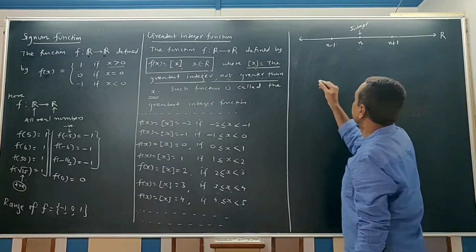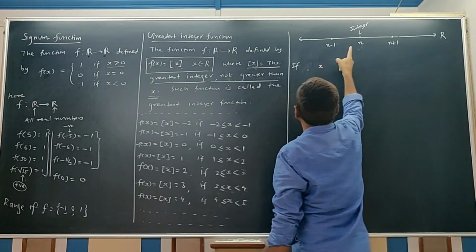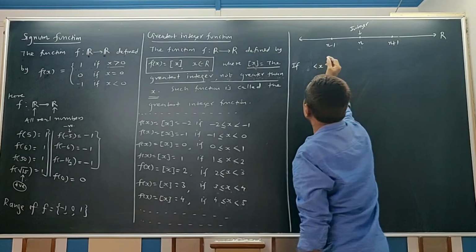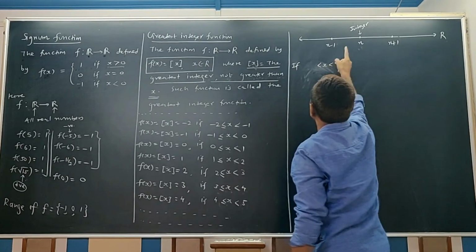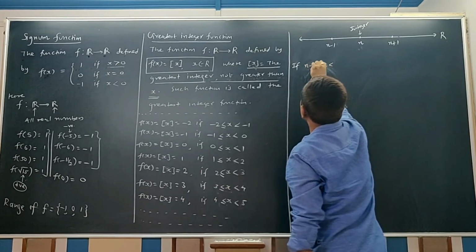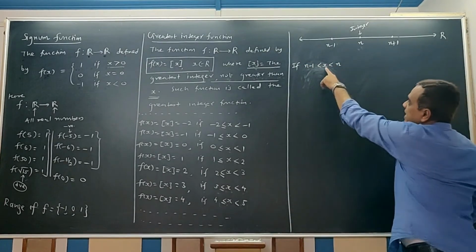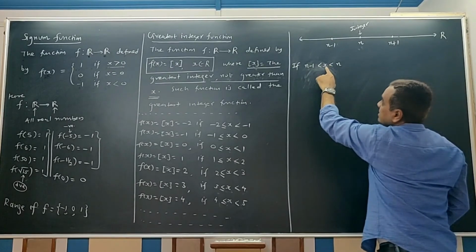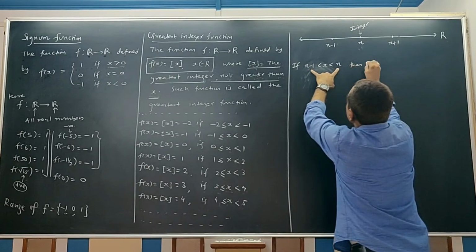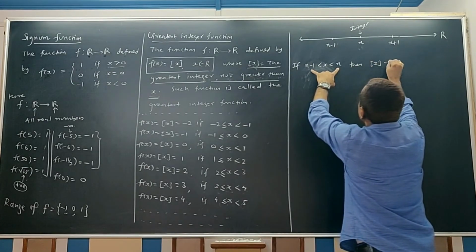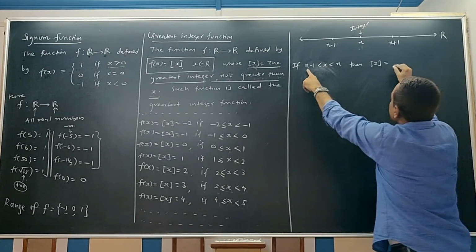Now, if x is a number taken from this interval, x is a number such that x lies between n minus 1 and n, x belonging to this interval, then floor of x equals the first integer on the left side.